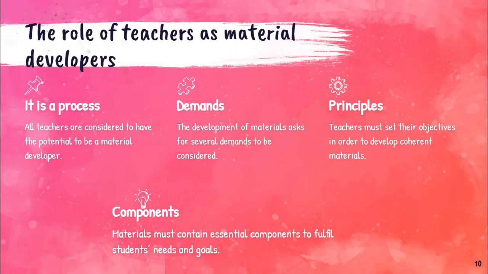Some of the principles are that teachers must set their objectives in order to develop coherent materials. As I said before, it is not only casual. We need to set objectives and purposes, so we can follow that path and create coherent, correct, and appropriate materials for students. And finally, the components. Materials must contain essential components to fulfill students' needs and goals. And how are we going to know the students' needs and goals? Well, through the needs analysis that needs to be applied.